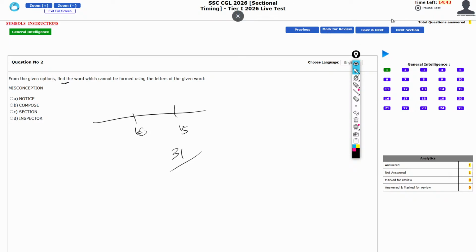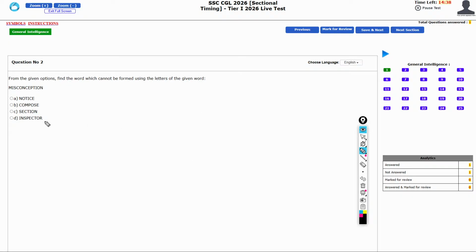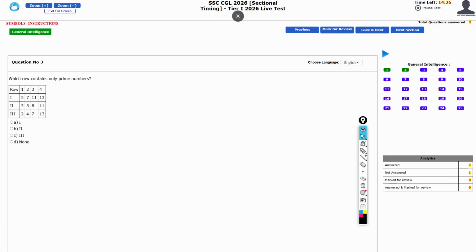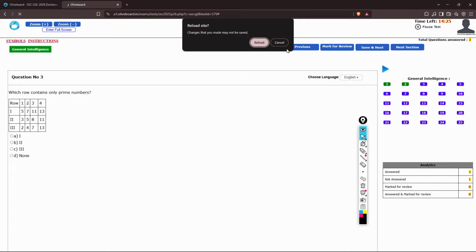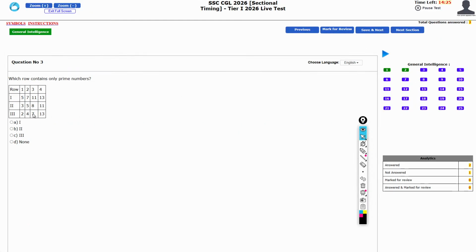I think it is quite shifted to this side, right? Okay, so misconception cannot be formed. S O R is not here, so it cannot be formed. Should I just refresh it? Yeah, resume. Okay, it's very much this side.